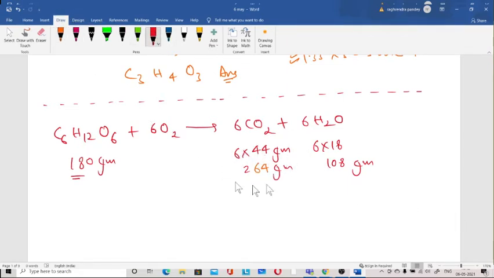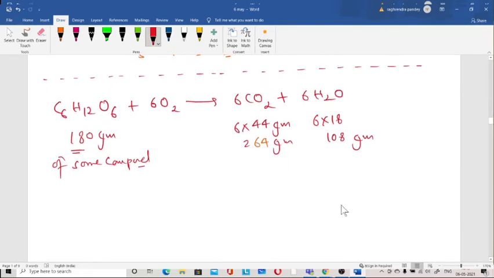So this they gave. They will not tell you that it is glucose. They will just tell you 180 gram of some compound gives you this much gram of carbon dioxide and this much gram of water. What is the empirical formula?